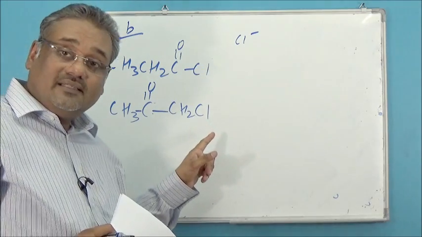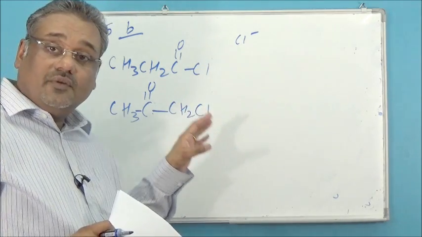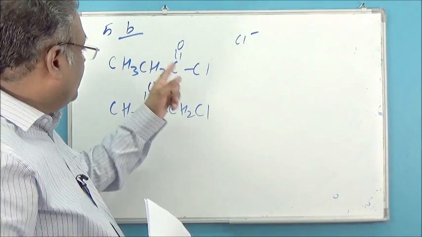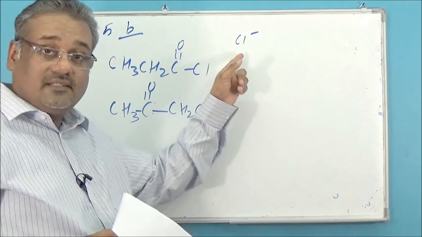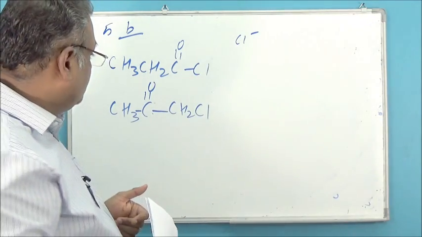This will not release the Cl minus very easily. Don't forget, for it to lose the Cl, you need heat. So it needs a much higher activation energy. Very easy for acyl chlorides to release the Cl minus. So the second test could be a silver nitrate test, what you could do.